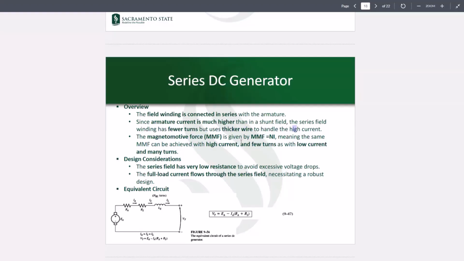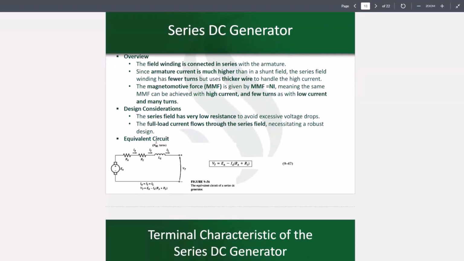The magnetomotive force is always given by Ni, meaning that the same MMF can be achieved with higher current and lower N in this series generator application. In terms of design considerations, since the series field must have very low resistance to avoid excessive voltage drops, that can be realized by having thicker wires. And then the full load current flows through the series field, necessitating a robust design.